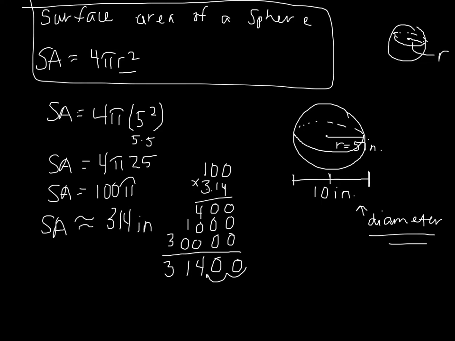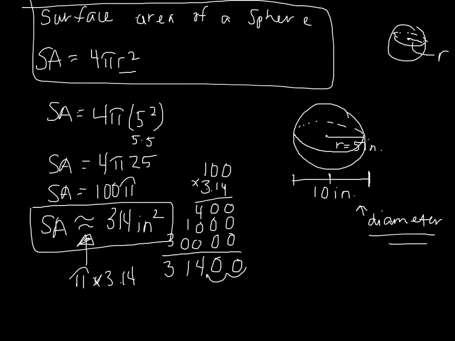314 inches squared. Make sure you use the wavy lines whenever we use pi. Whenever we're multiplying by 3.14, we have to use the wavy lines because 3.14 is not pi. Pi is 3.14159 something, it goes on forever. Because we're rounding pi to 3.14, we cannot say it equals 314 inches squared, but we can say it's pretty darn close to that.